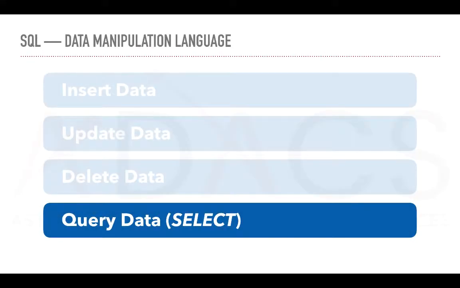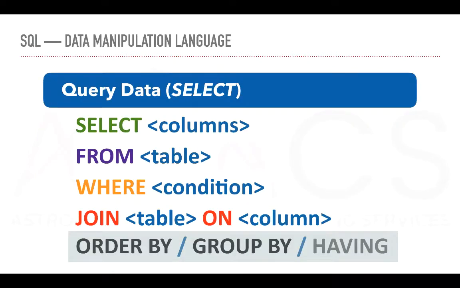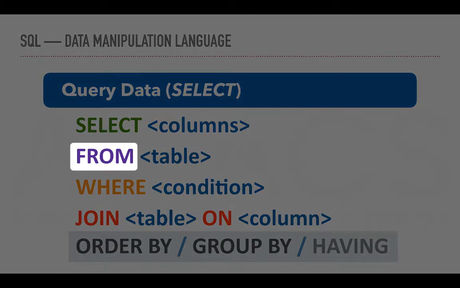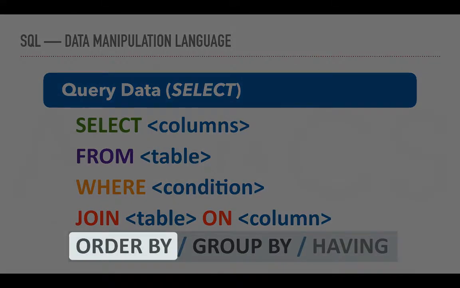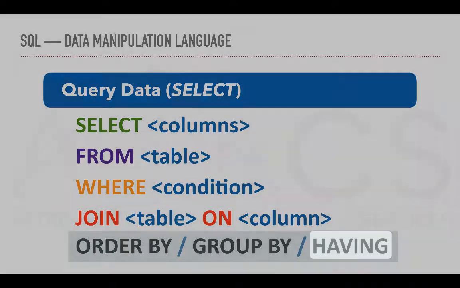Now that we know how to add, update, and delete information from the database, let's look at how we can query it. Querying a database is similar to asking questions about our data. To ask questions to the database, we use the select statement. The main keywords implied here are select, from, where, join, order by, group by, and having.